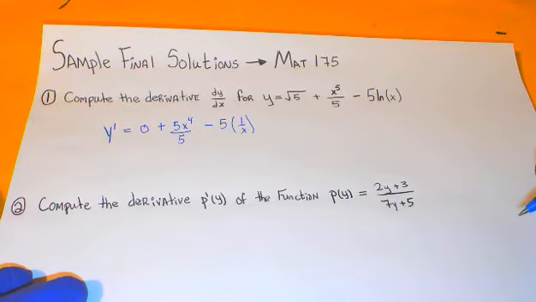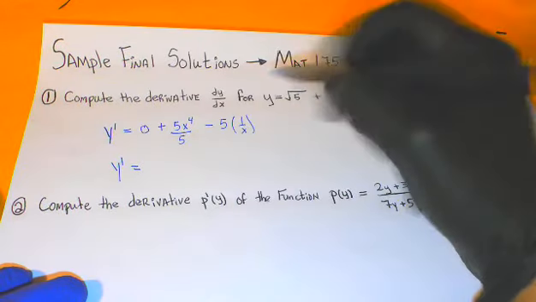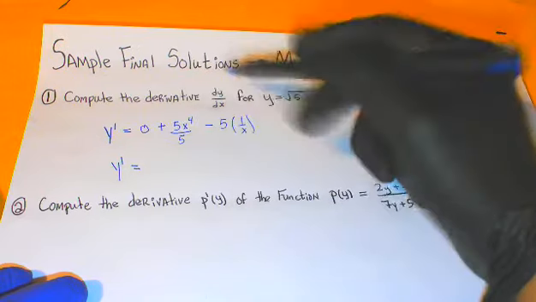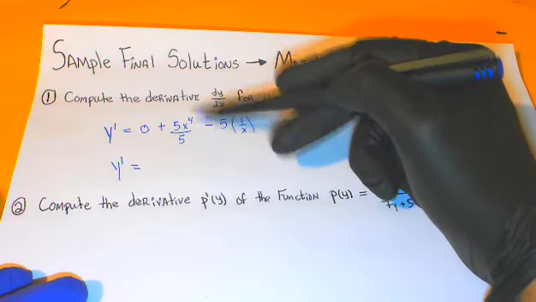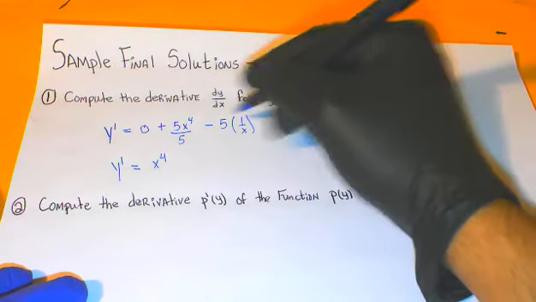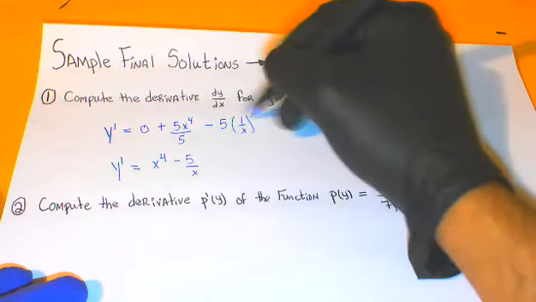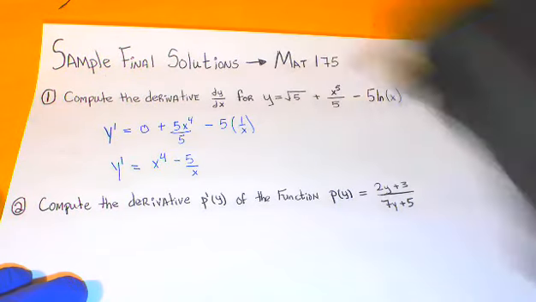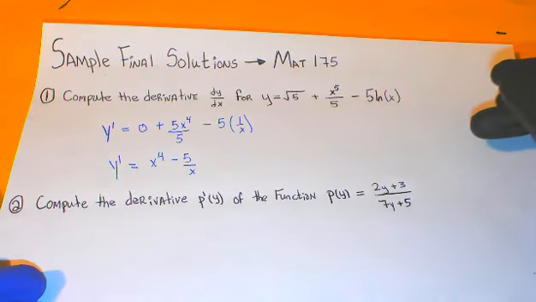And now I can simplify my derivative. We're going to have that y prime is going to equal, well, 0, that just goes away. 5 over 5, that is cancelled. So you're left with x to the 4th. And now it's going to be minus 5 over x, right? Negative 5 times 1 is negative 5 divided by x. And that's it. That's just finding the derivative of y with respect to x.